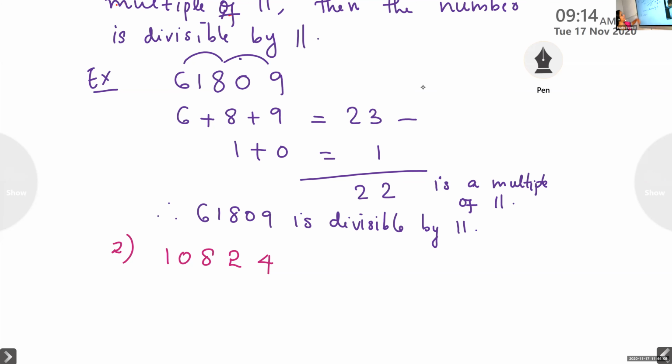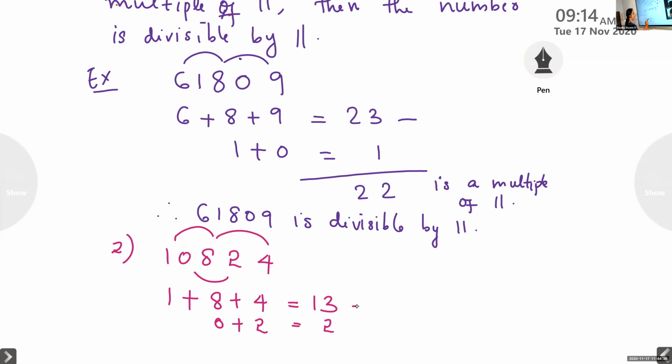Did you get the answer, children? Yes, ma'am. Is it divisible? How did you check? By taking the alternate numbers and adding. What are they? 1 plus 8 plus 1 plus 4 plus 8 plus 13, 30? Next number? 0 plus 2. Answer? 2.